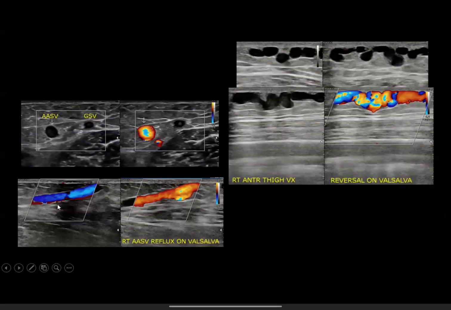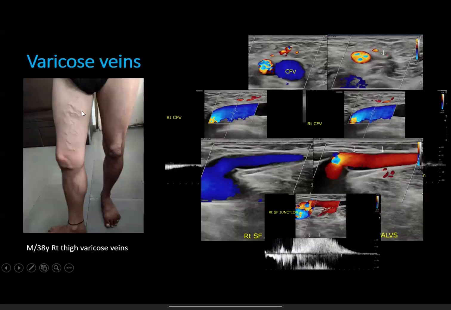So in this case, basically, the anterior accessory vein is incompetent, and this is again the entry point, which is joining the great saphenous vein, and the rest of the venous system appears normal. So this is how we see the entry and exit point and the segment of the affected vein, which is showing insufficiency and incompetence.